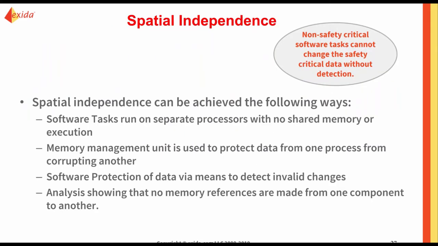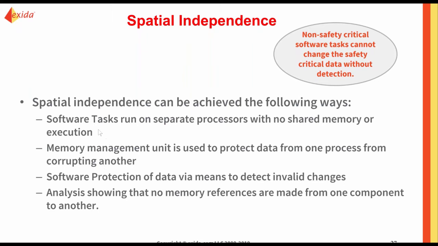The spatial independence. The key here is non-safety critical software tasks cannot change the safety critical data without detection. Well, that kind of makes sense. I mean, you don't want some piece of software with a bad pointer overwriting the data in your discrete input scan. You may very well miss a dangerous condition, which is absolutely not providing the protection function. So there's a number of things you can do.